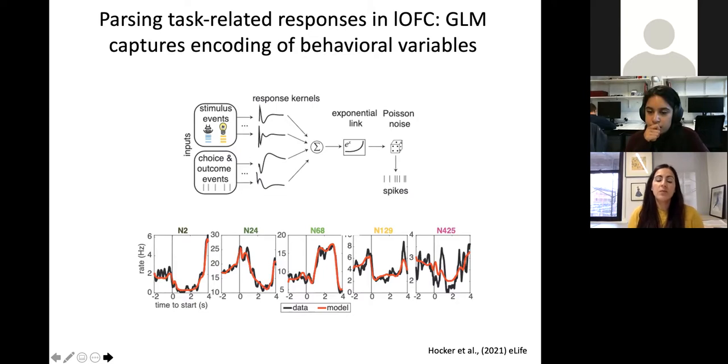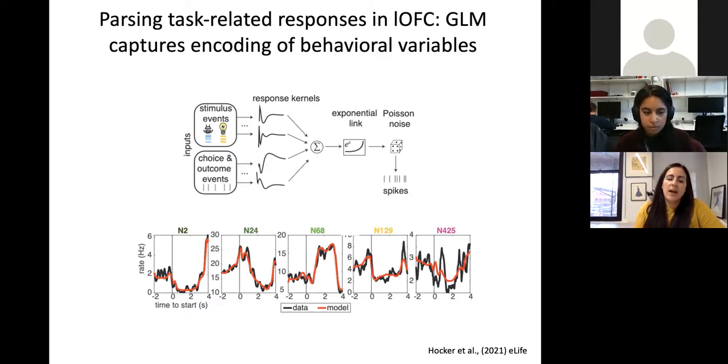And specifically, what we're going to do is compute a metric called the coefficient of partial determination, which quantifies how much a particular response kernel improves the goodness of fit of the model. So let's say I cared about how much this neuron encoded reward. What I would do is take my full model that includes a reward kernel, and then take that reward kernel out and look at the difference in the variance explained, or how much worse the model does without the reward kernel. And that's a way of using the GLM to quantify the encoding of these different task variables.